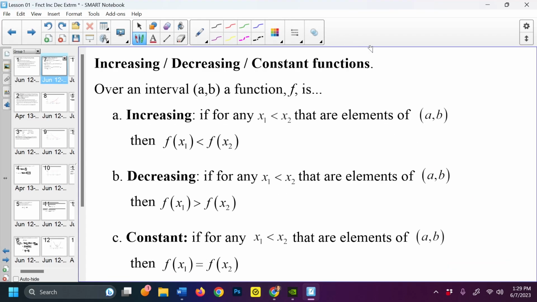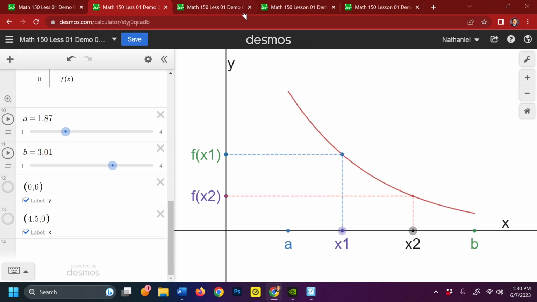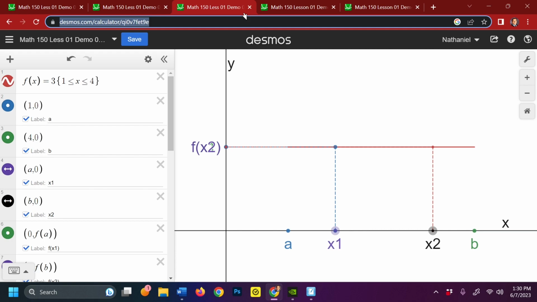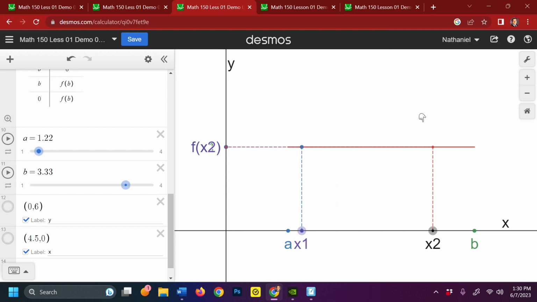A function is constant if for every x1 that is less than x2, all of these elements of AB, f of x1 is equal to f of x2. And so again, a third demonstration here. This is an example of a constant function. And again, no matter where I move my x1, provided that it is less than x2, those two y values, the f of x1, which is actually underneath the f of x2, they are always going to be equal.